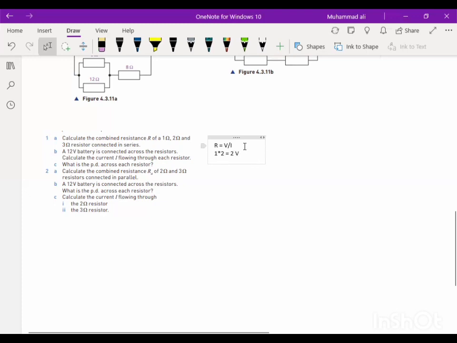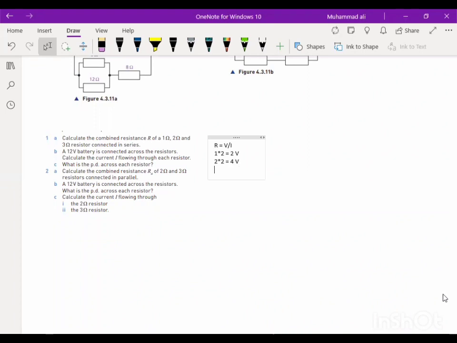Now, when I'm calculating for the 2 ohm resistor, we again have R equal to V upon I. We are calculating potential difference, so potential difference is going to be IR. I is going to be the same for every resistor, so the only thing that is going to change is R. Here R is 2, so it's going to be 2 into 2 equal to 4 volts.